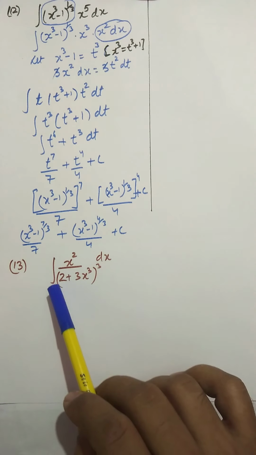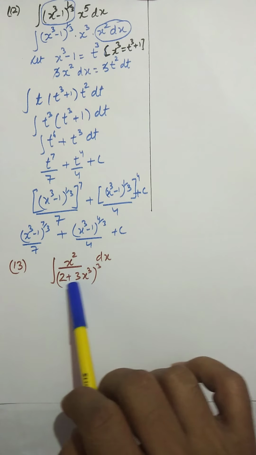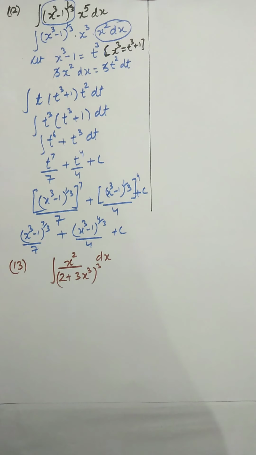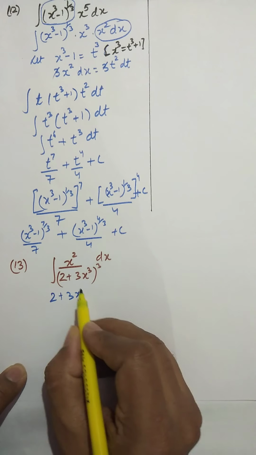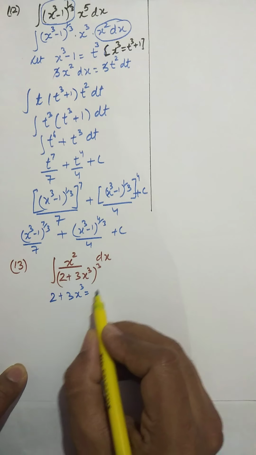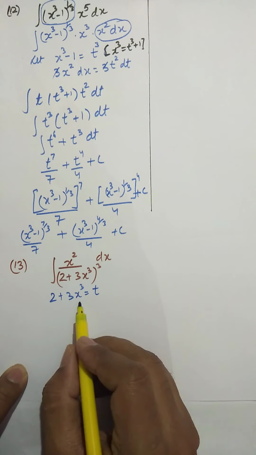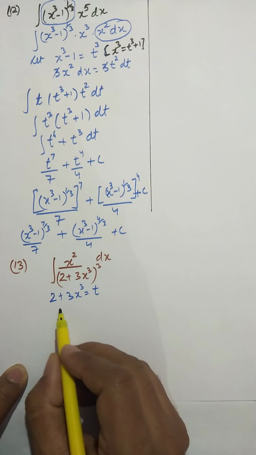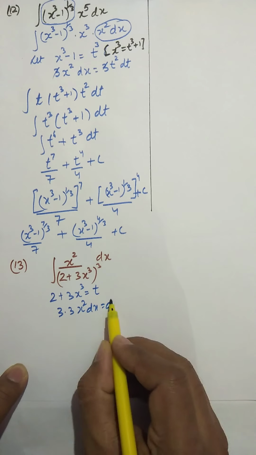Now see question number 13. In this question if you substitute 2 + 3x³ as t, then this is just giving a hint, this is 3x³, you take this as t, so your differentiation with respect to t will be, this is 0, 3 into 3x² dx equal to dt.